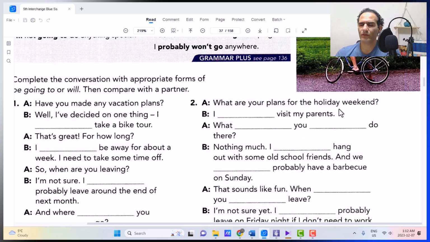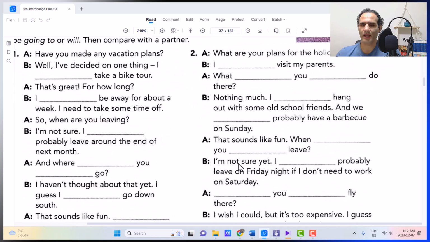What are your plans for the holiday weekend? I'm gonna visit my parents. What are you gonna do there? Nothing much. I'm gonna hang out with some old school friends and we'll probably have a barbecue on Sunday. That sounds like fun. When are you gonna leave? I'm not sure yet. I'll probably leave on Friday night if I don't need to work on Saturday.